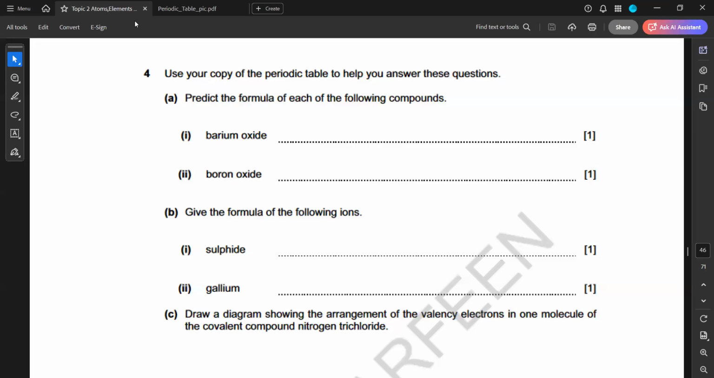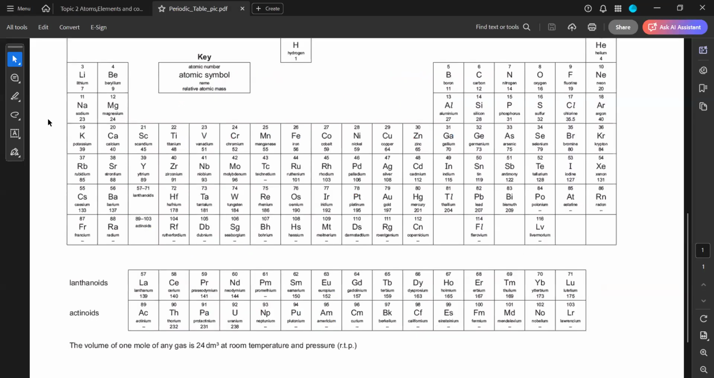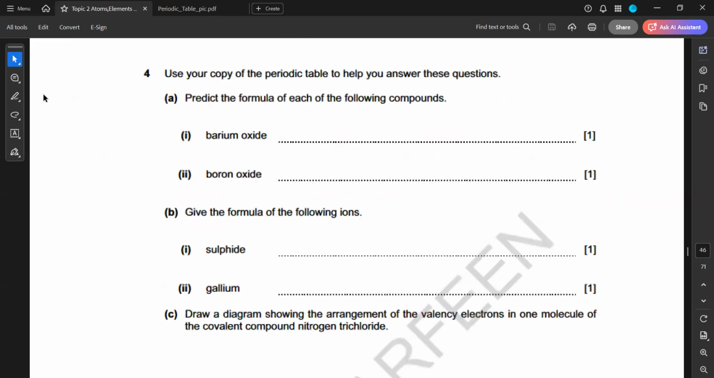Then boron oxide. What is the formula for boron oxide? Boron is a group 3 element and oxygen is group 6. Good. Because the valencies are not the same and cannot be simplified further, it will be B2O3. So for barium oxide, the formula was BaO, and for boron oxide, it was B2O3.